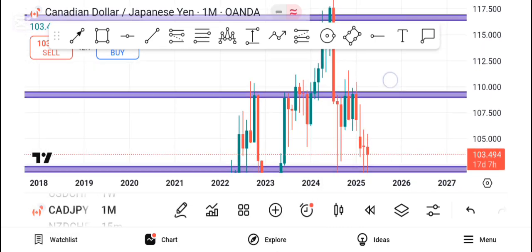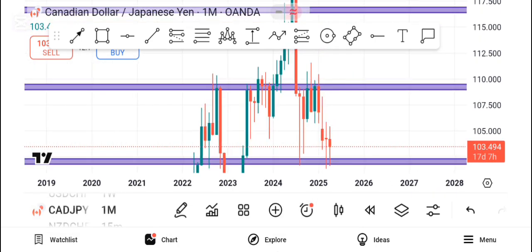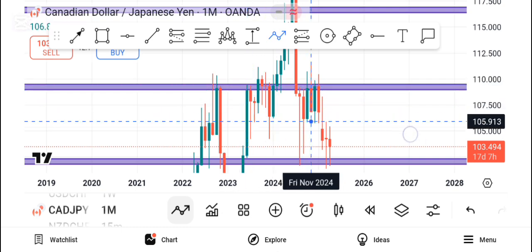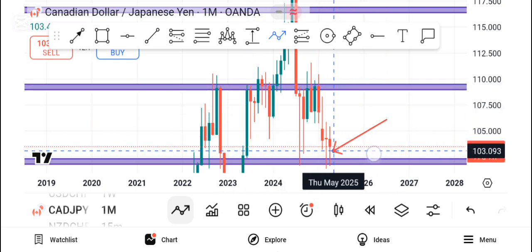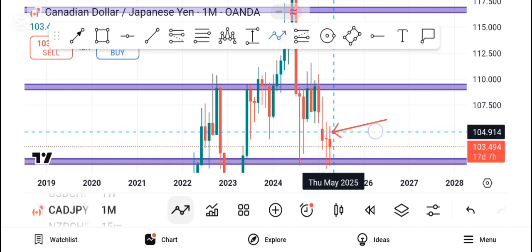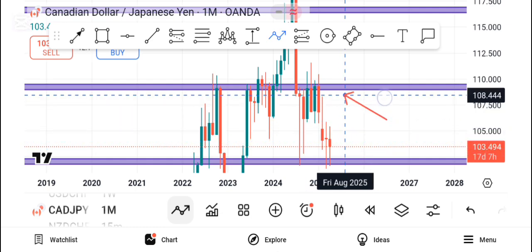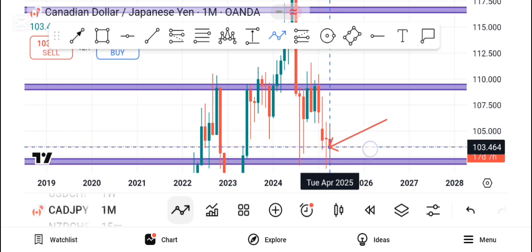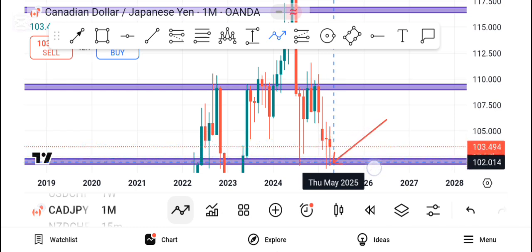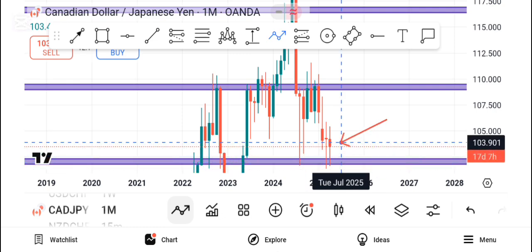But we have two questions to be answered. These markets have reached a support level. Are we going to get buyers to push the market up to this resistance level, or are sellers going to continue and go down to this support level or even break it? Let's move to the lower time frame and answer this question.